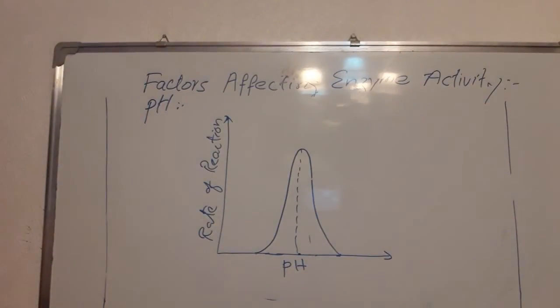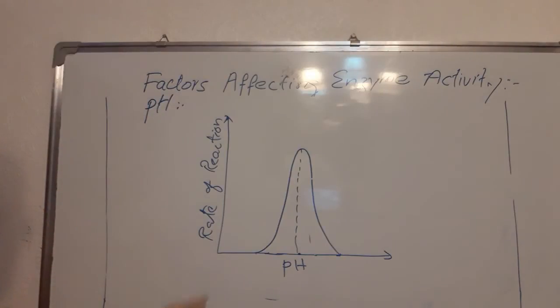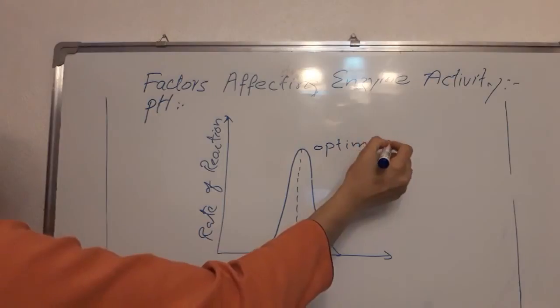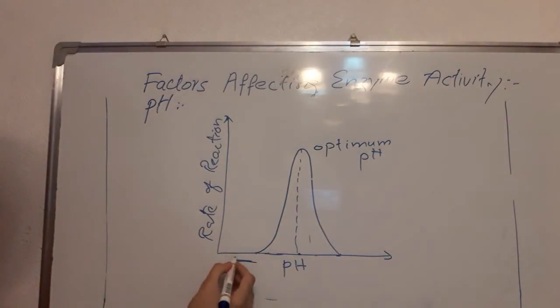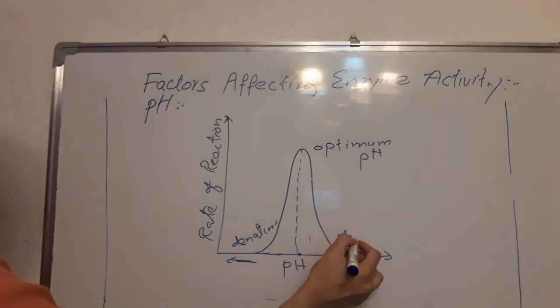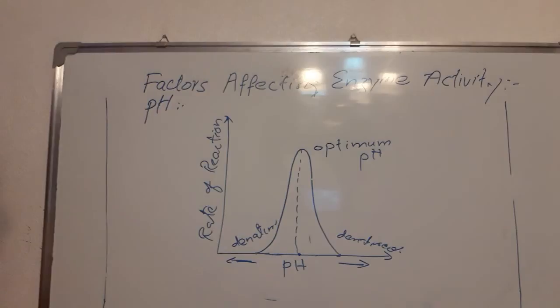The next factor we'll discuss is pH. Let's see if pH affects the rate of reaction. All enzymes work at their optimum pH. So this is the optimum pH. Below or above this optimum pH, the enzyme is denatured, which means it is not available to perform its function. It won't be catalyzing the reaction below or above its optimum pH.